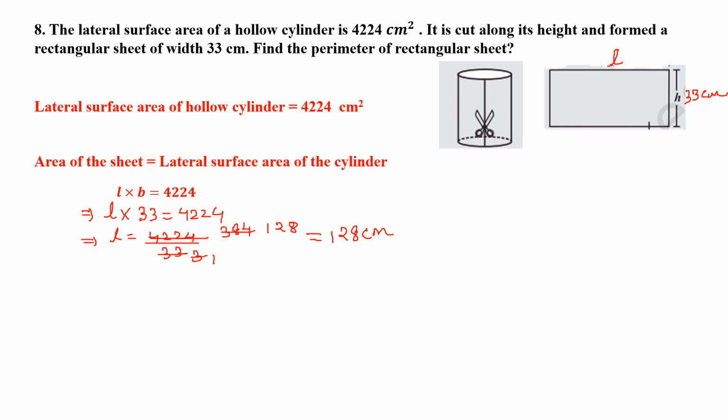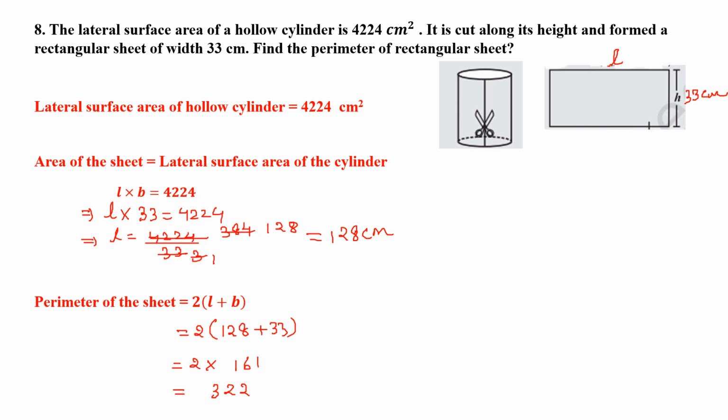Now once I got the length, I can find the perimeter, right? So it will be 2 into length 128 plus breadth 33. So it will give me 2 into, and if I add it, it will be 161. So the product is 322 centimeter. So the perimeter of the sheet is 322 centimeter.